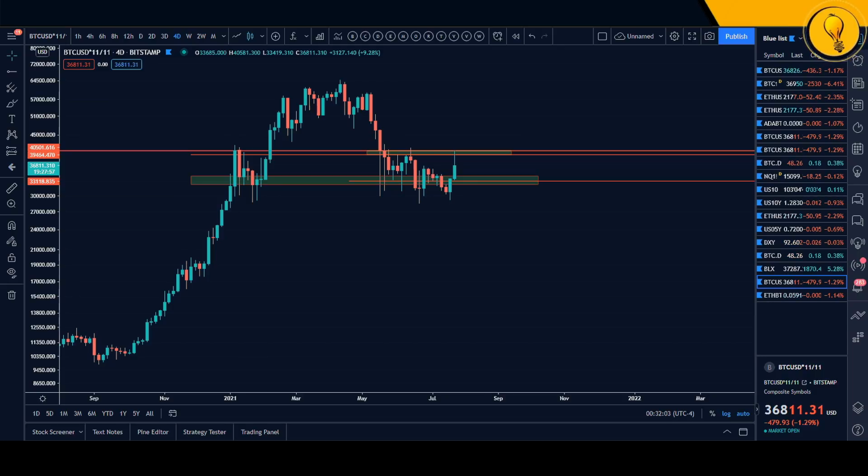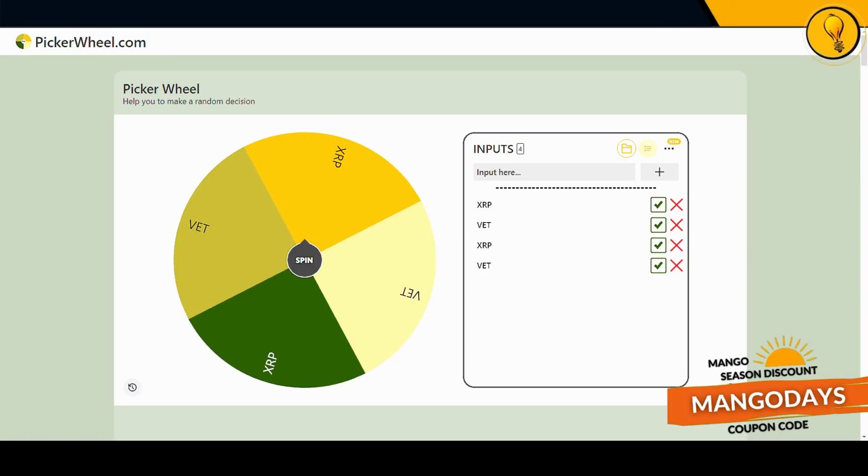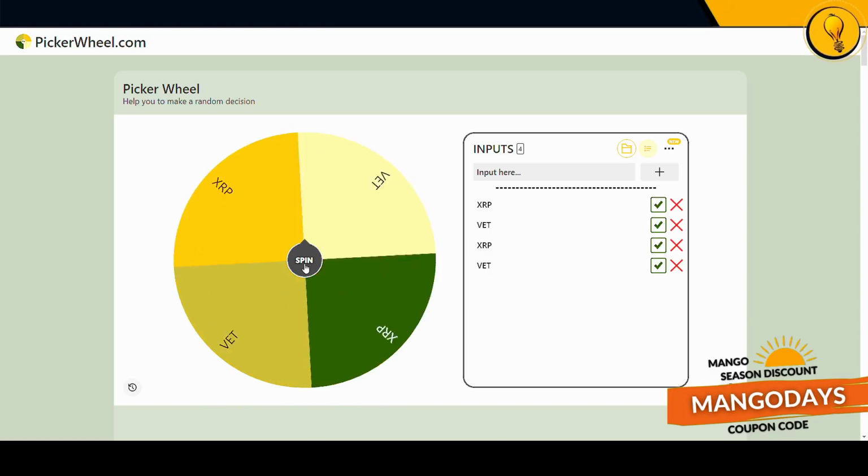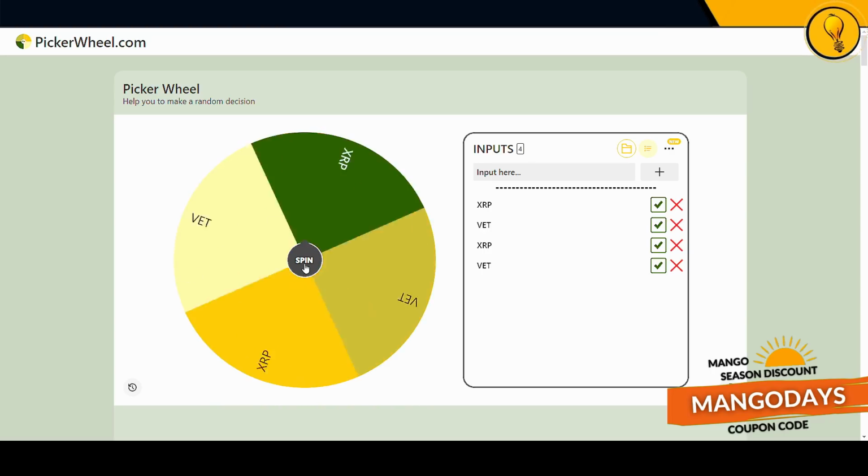So today, of course, we're going to be starting off with Bitcoin, and only then will we be getting over to the altcoin of the day. And there was a draw between XRP and Vechain. So we are going to spin the wheel. Are you ready? Let's get a drum roll, please, and spin it. Spin it, spin it, spin it. Let's go.